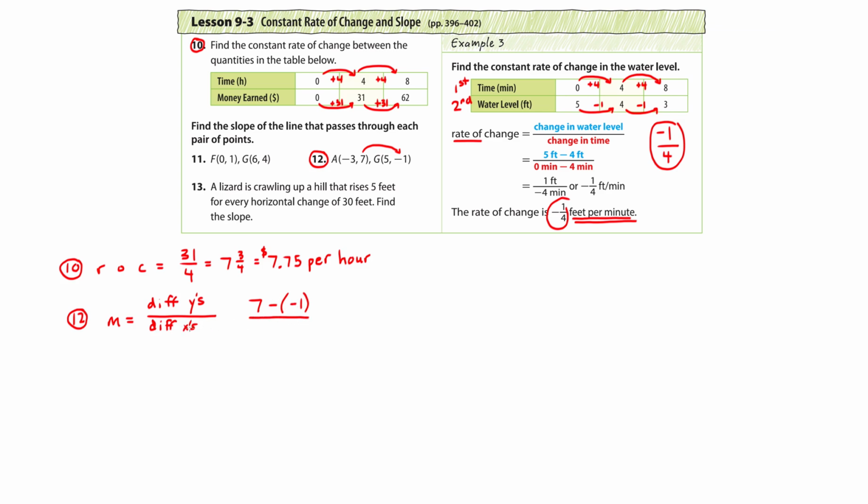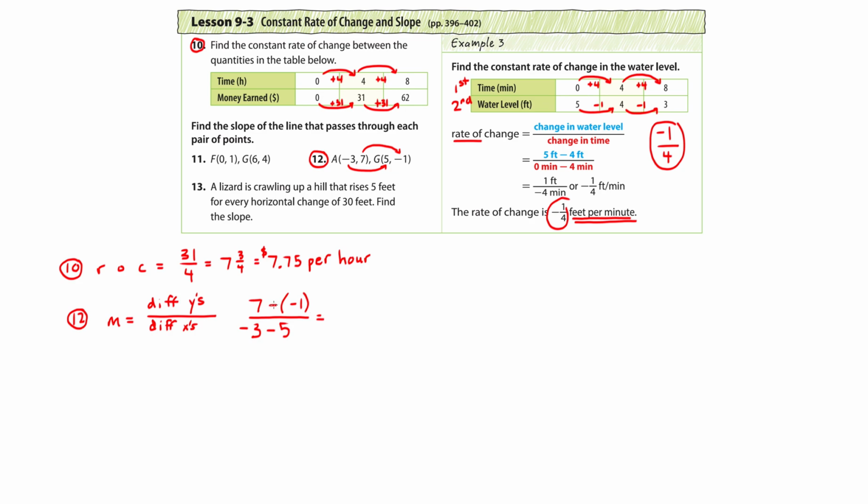On the difference in the x's, here's the only thing I have to make sure I do. I need to subtract the x's in that same order. So I can't go 5 minus a -3. I have to take the x that was in the same place as the 7. So I have to subtract -3 minus 5. They both have to be subtracted the same way. So then we have -3 minus 5. And now I just need to do both of these calculations and see what I get.